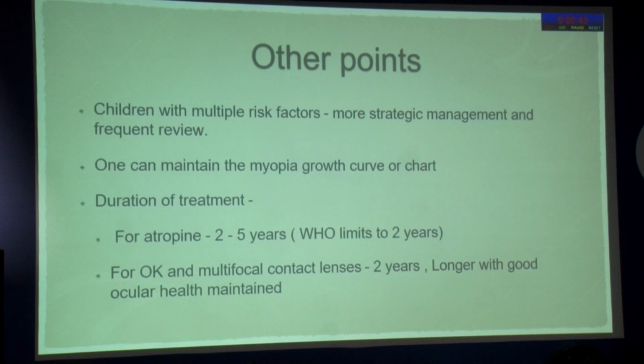Other points, like we should understand the children who have multiple risk factors, they need more strategic management and frequent review. One can maintain a myopia growth chart or a normal chart also. The duration of treatment is usually 2 to 5 years, and WHO limits it to 2 years. Again, for orthokeratology or multifocal contact lenses, the duration of treatment is 2 years. But yes, a longer treatment can be given if the child is progressing.